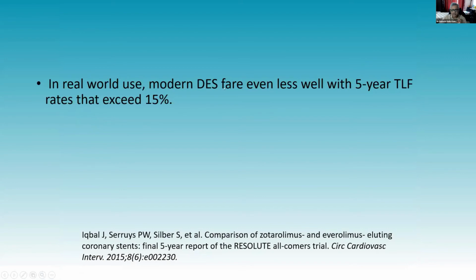In real world use, modern stents fare even less well, with 5-year target lesion failure rates of more than 15%. So even in non-image-guided stenting, 15% of them fail by 5 years. So we are going to be dealing with a lot of ISR. If immaculately well done, it comes down by 4%, to 11%. So for every 100 stents you implant today, 5 years down the line, 11 of them will come back to you with ISR. So you have to be geared up for ISR. You can't just wish away ISR.